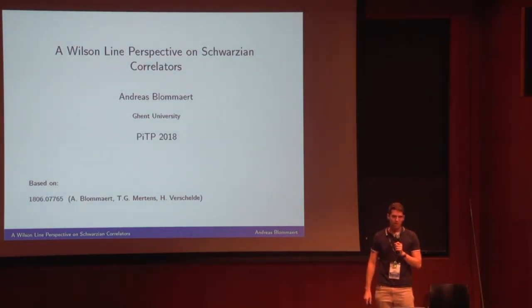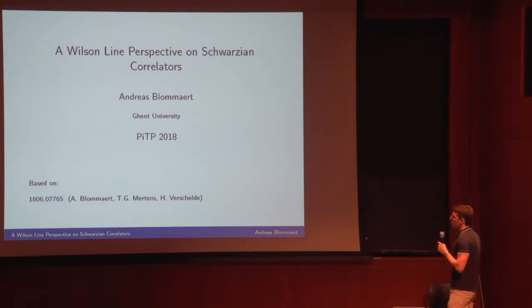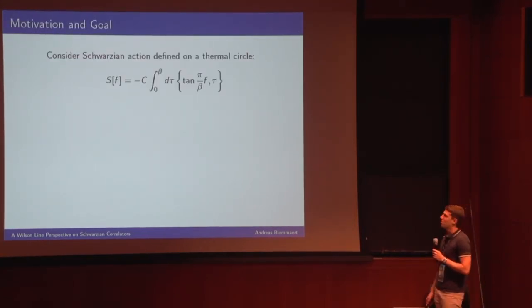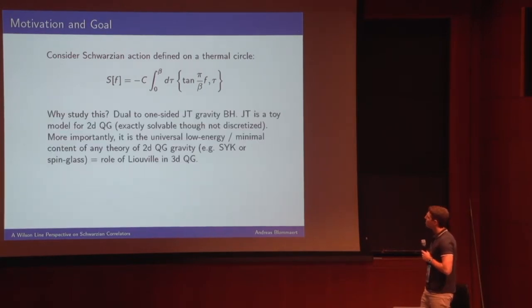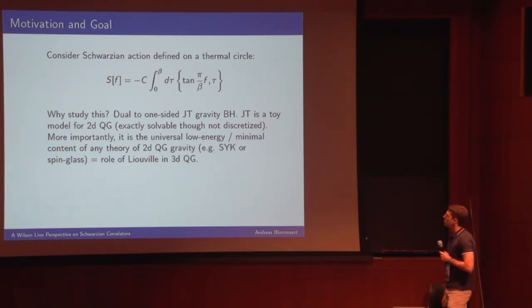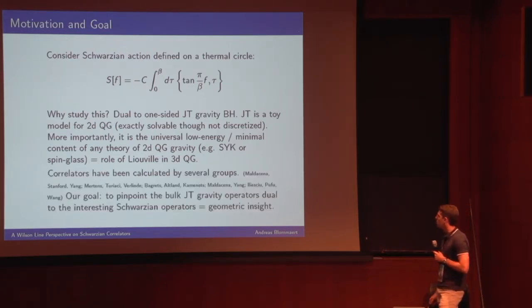Advanced. Okay, hi. Thanks to the organizers for the opportunity to talk here. I'm Andreas, and I will talk about my June paper with Thomas and Henri on the Wilson line perspective on Schwarzian correlators. At least since yesterday, you all know the Schwarzian. We study this because it's dual to the one-sided JT gravity black hole, and as such, it describes the universal low energy limit, or minimal content, of any theory of 2D quantum gravity, such as SYK.